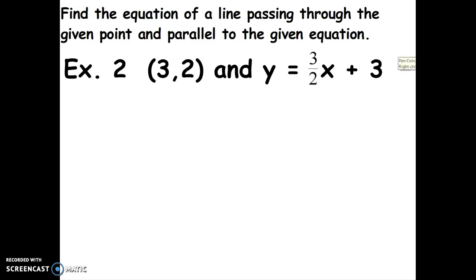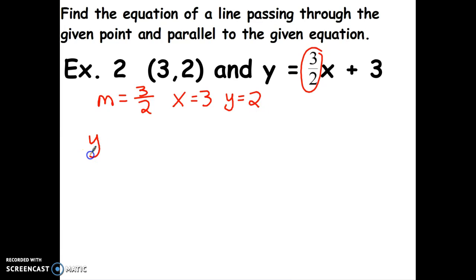All right, so again here, the first thing we need to identify is what our new slope is going to be. And we know that for a parallel line, the slope is going to be the same. Okay, so our m equals 3/2, our x equals 3, and our y equals 2. So we know that we need to plug those values into y equals mx plus b. So y is 2, m equals 3/2 and x equals 3.